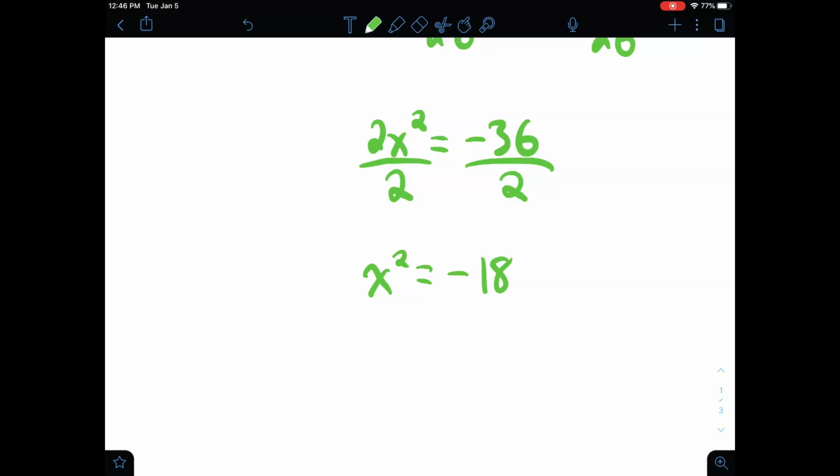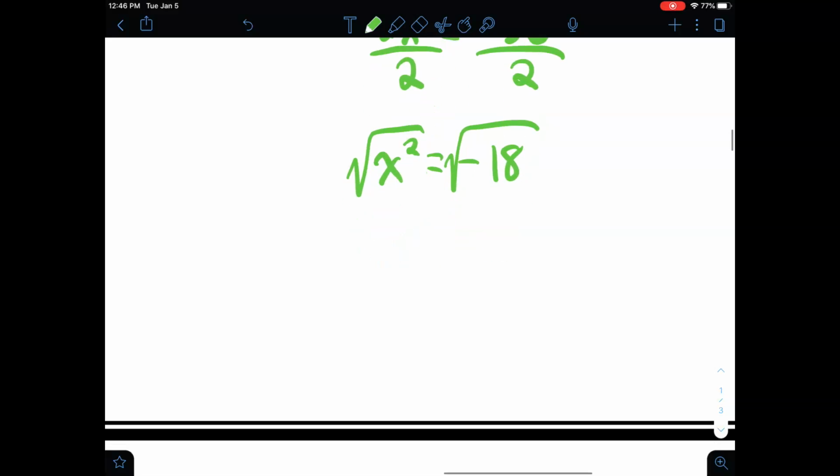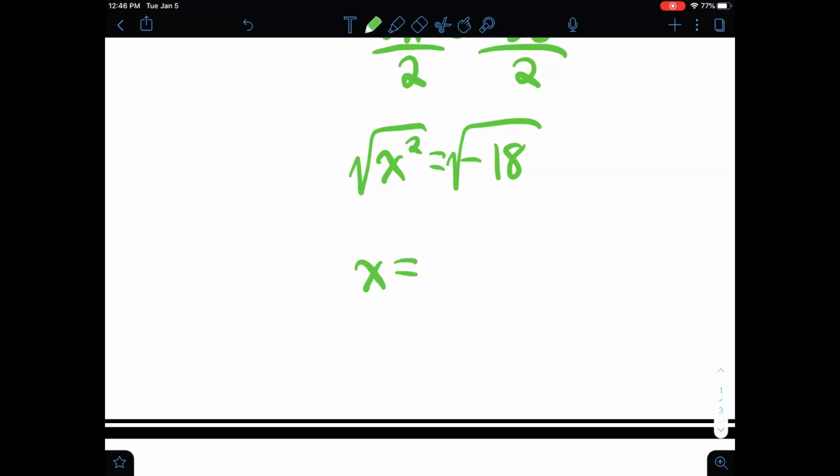All right, now we got to split down a square root of 18 here. So we got x squared equals negative 18. We need to take the square root of both sides to get x by itself. So we're going to get x equals. Remember, we got to do plus or minus when we take the square root of an x squared here, or an x plus 3 squared or something. It's going to be plus or minus square root of negative 18.